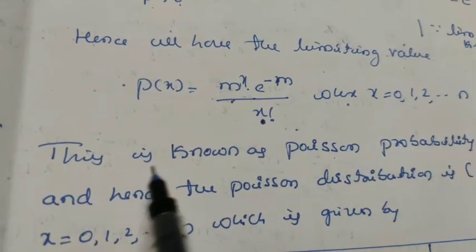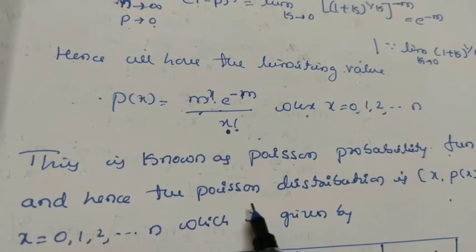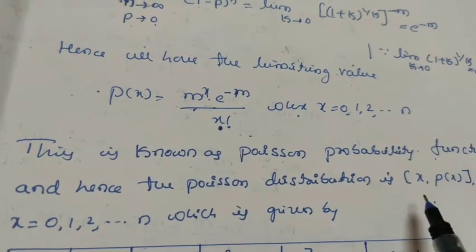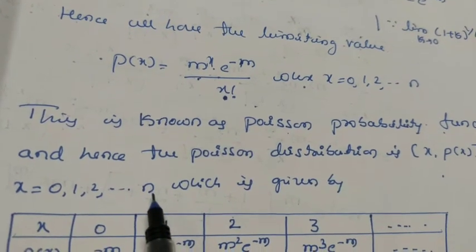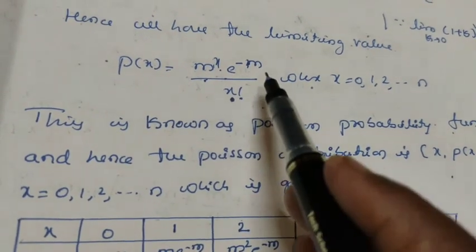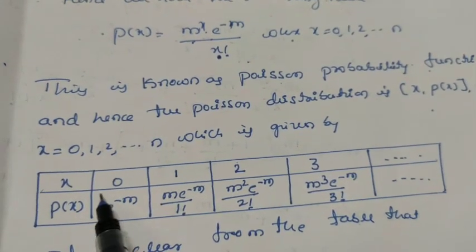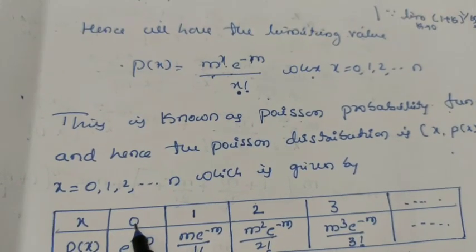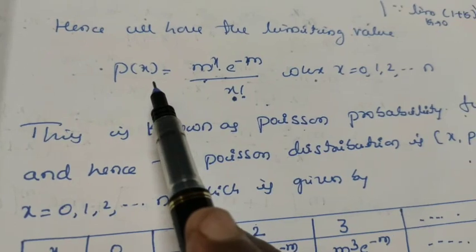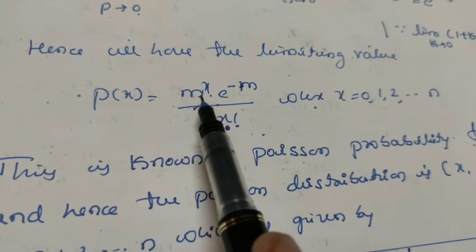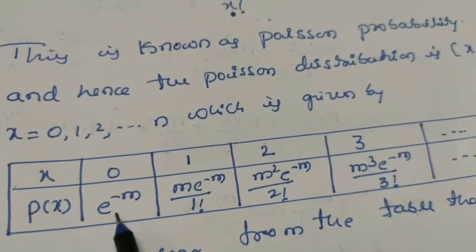Up to n. And this is known as the Poisson probability function, and hence this distribution is x comma p of x, where x is equal to 0, 1, 2, 3 etc. up to n. We can again make this in a table. First you write the table x and p of x. When you put x equal to 0, it becomes m raised to 0 is 1, e raised to minus m divided by 0 factorial is also 1. So it is e raised to minus m.